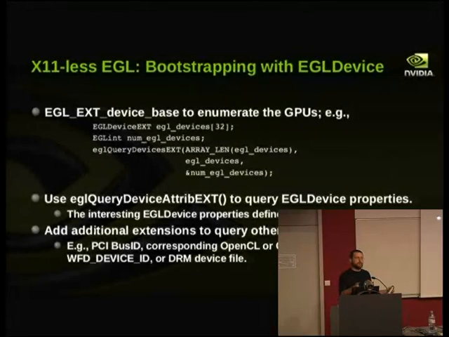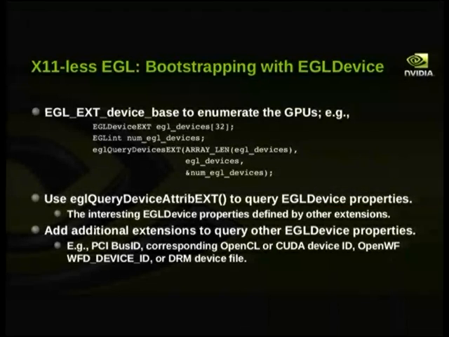So for the EGL device object that James talked about last year, we've spec'd out a few extensions to handle that. The first of those is something called EXT device, and the pattern with all of these extensions is that there's a base extension that defines the basic semantics, and then extensions that allow you to do interesting things with that base functionality. So in this case, the device base extension gives you a way to enumerate the devices in the system, the GPUs in the system.